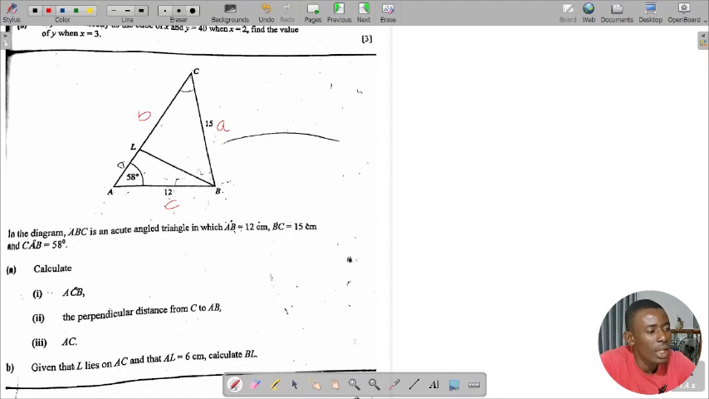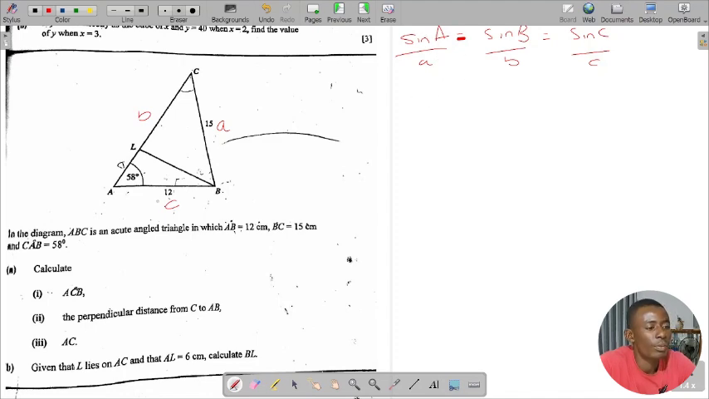So the formula for the sine rule is sine A over A is equals to sine B over B is equals to sine C over C. So when finding angles, you put the bigger letters on top and small letters at the bottom. And when you are finding sides, you put the small letters on top and the bigger letters at the bottom.